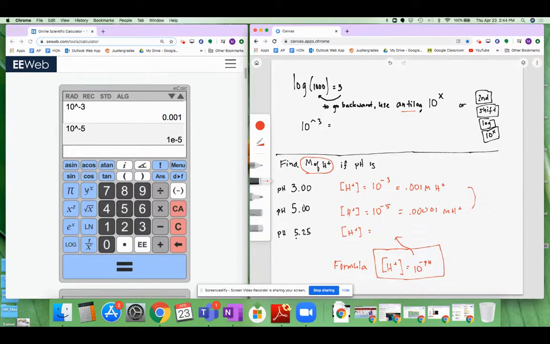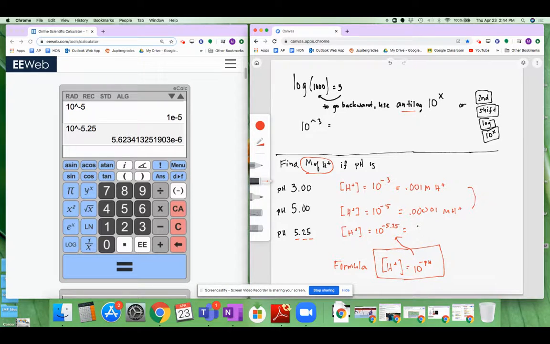Now, what if they have a 5.25? So then all you have to do is plug it into the formula. It's 10 to the negative 5.25. Plug that in. So you go 10 to the power of negative 5.25 equals all that. So let's write that down.